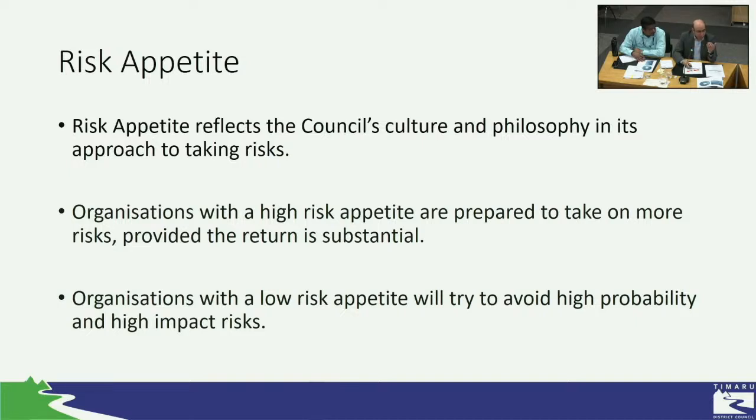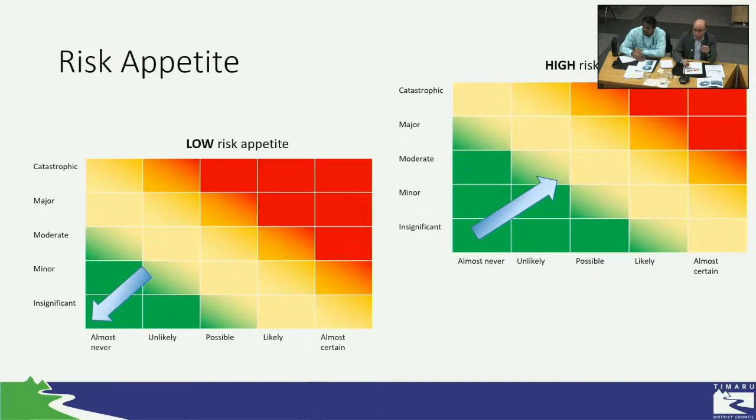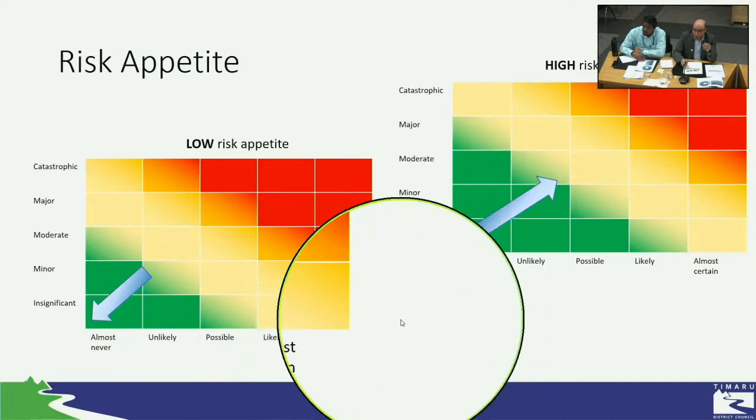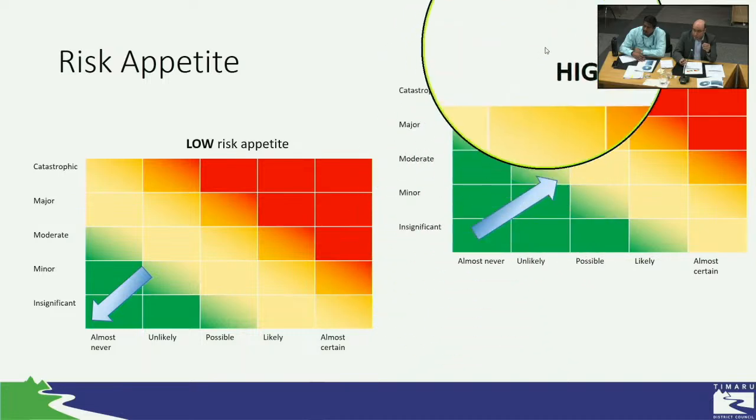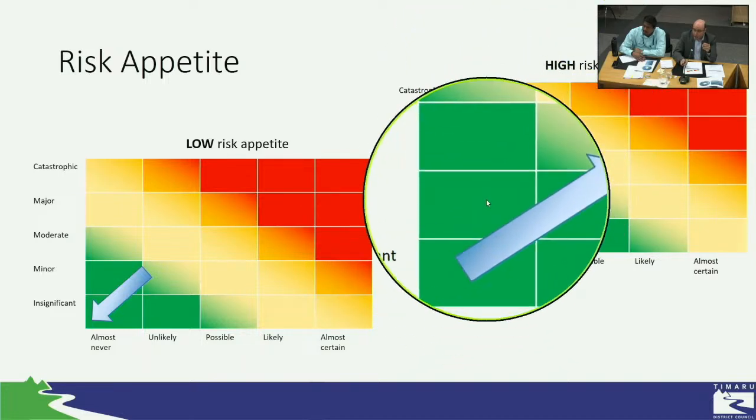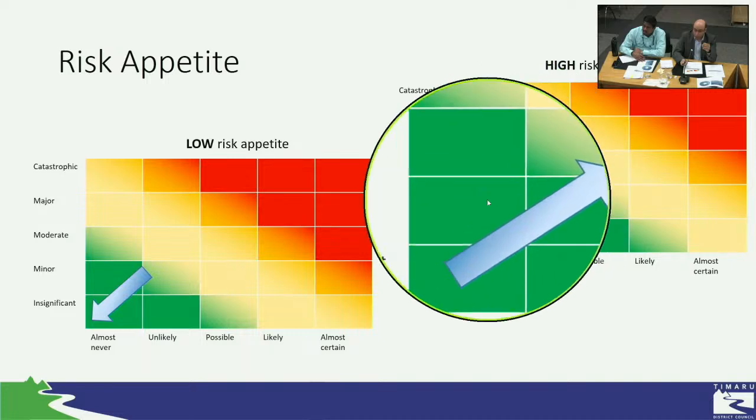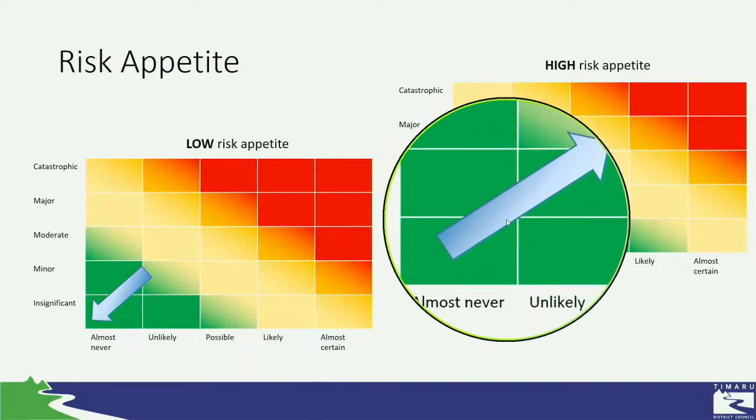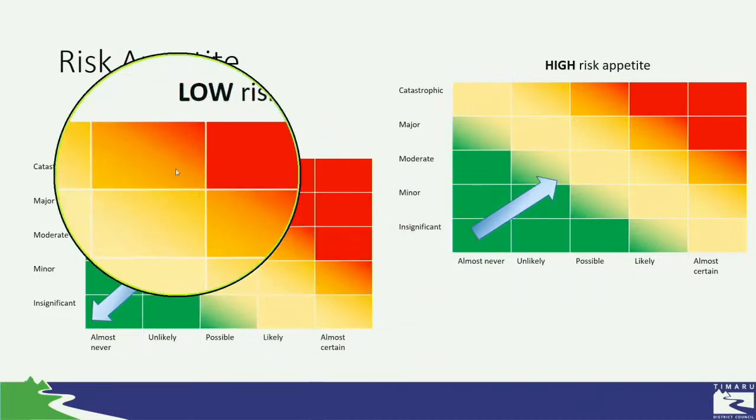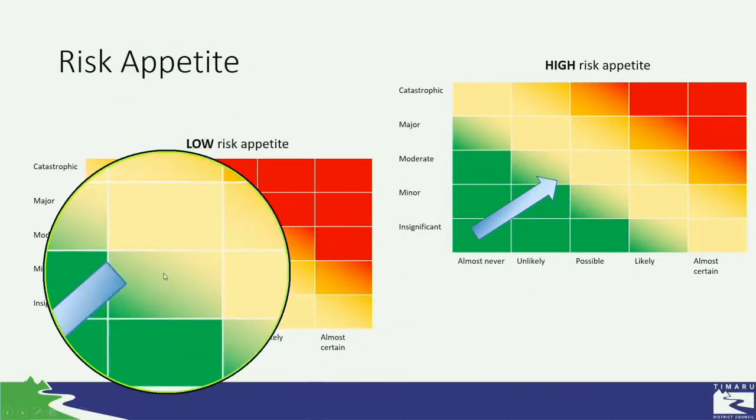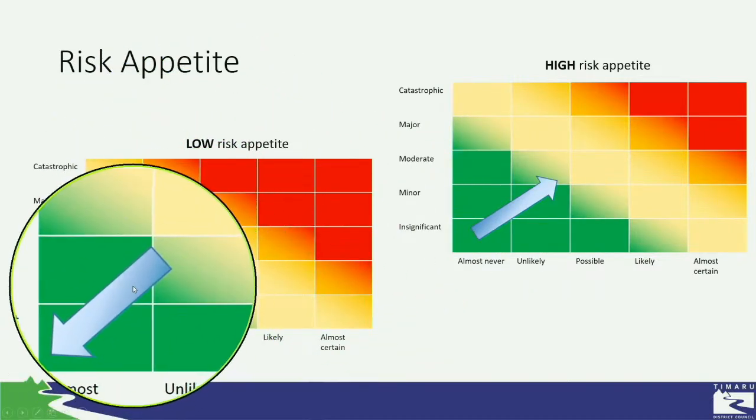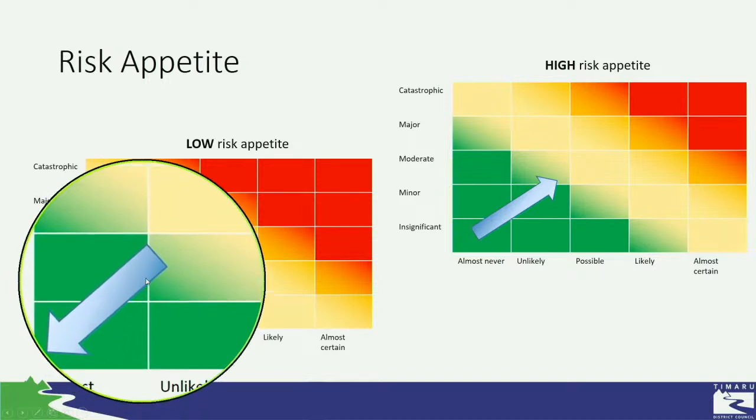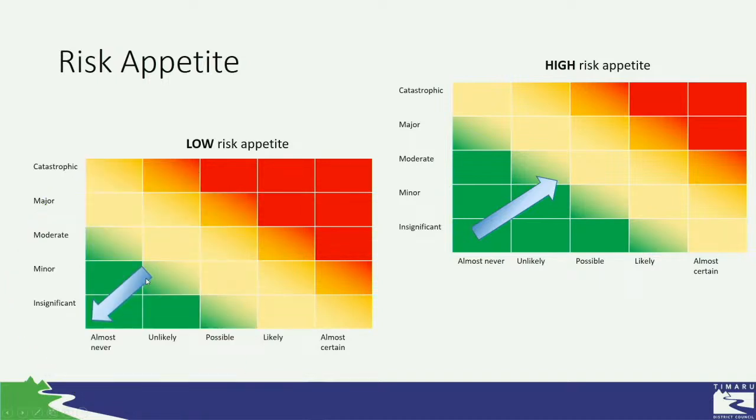An organization might have a high or low risk appetite. We use this risk appetite to define our risk matrix. So if you have a high risk appetite, that means you are going to accept more risks, that's why it's on the green side. If you are in low risk appetite, that means that you don't accept more risks. So the low risk decreases.